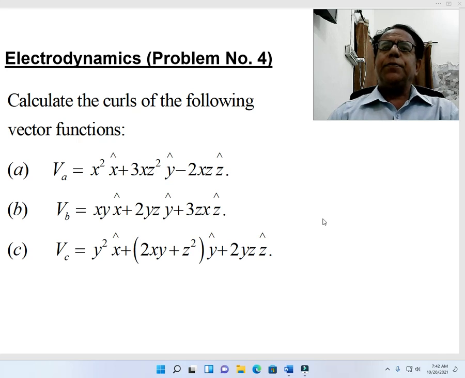Part A, VA equal to x square x unit vector plus 3x z square y unit vector plus 2x z unit vector. Okay. Part B, VB equal to xy x unit vector plus 2yz y unit vector plus 3zx z unit vector. Okay. Similarly, part C, VC equal to y square x unit vector plus (2xy plus z square) y unit vector plus 2yz z unit vector. Okay.